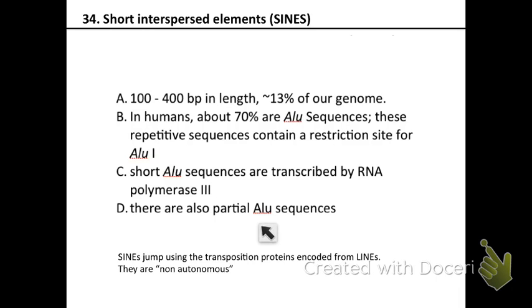Just like the LINEs, they tend to get truncated. These SINE elements are not autonomous. They're too short. They don't encode for transposases, so they can't jump by themselves. But what they do is they can use the transposition proteins encoded from the LINEs, so they can be grabbed by ORF2 and then jump non-autonomously, right? So they can jump like truncated LINEs.